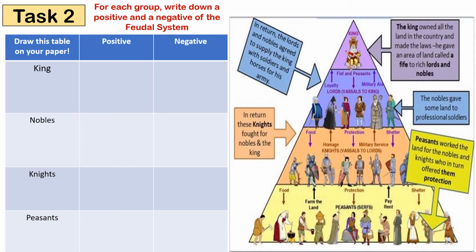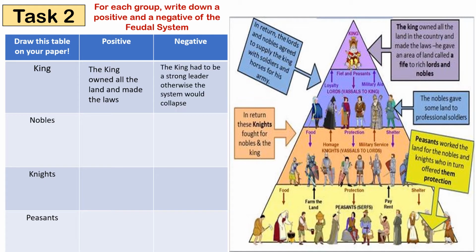Okay, great. So now you should have drawn your table. We're going to go through some positives and negatives in this feudal system for each person. So I think we can do the first one together. So we're going to look at the king. And this is perhaps the hardest one to think of negatives for, but hopefully we all know that the positive should be that the king owned all of the land and made the laws. This puts the king in a very strong position. So what can the negative be for the king in the feudal system? Well, the king had to be a strong leader, otherwise this system would collapse.